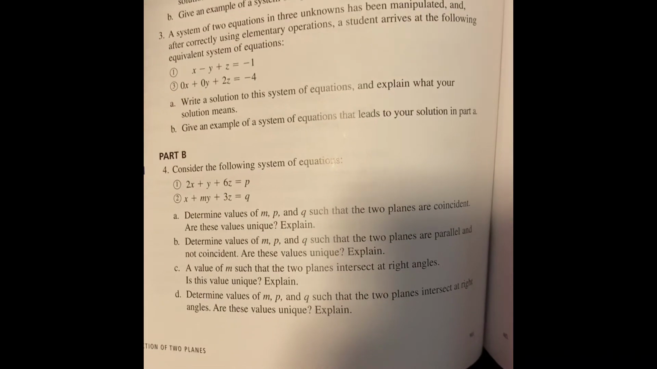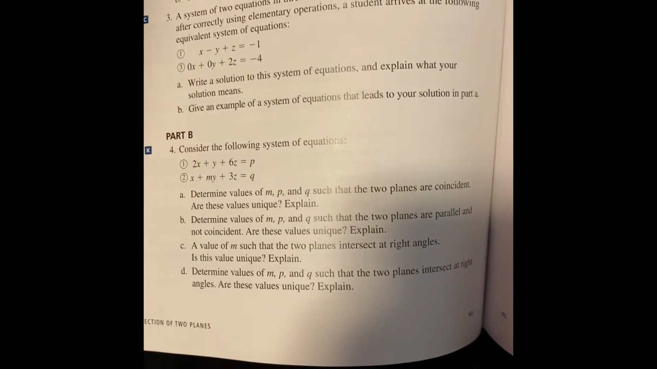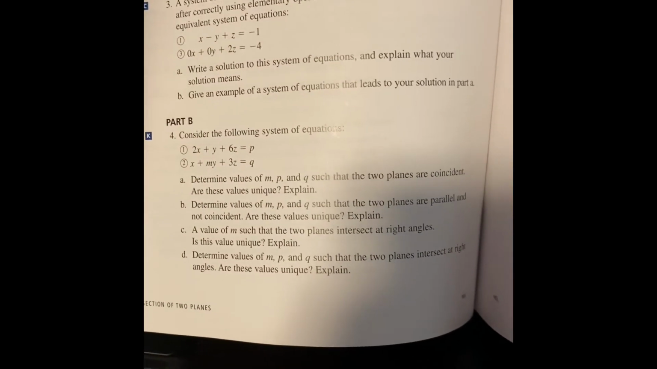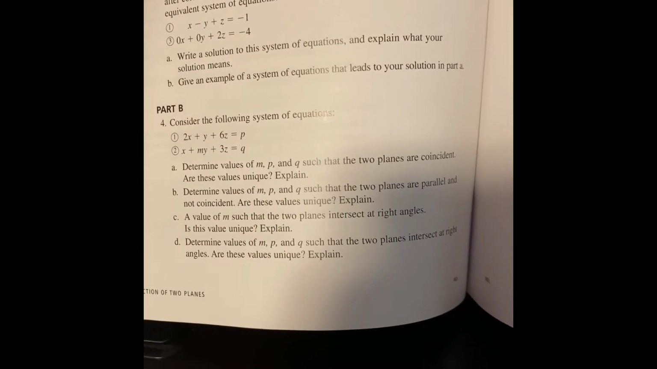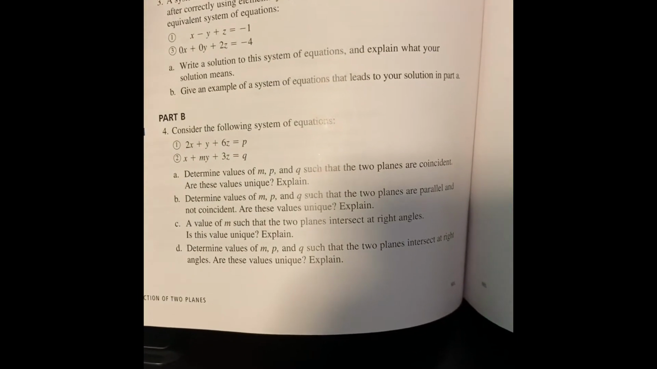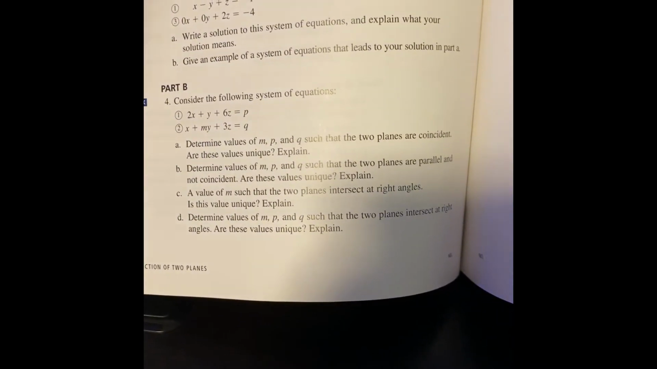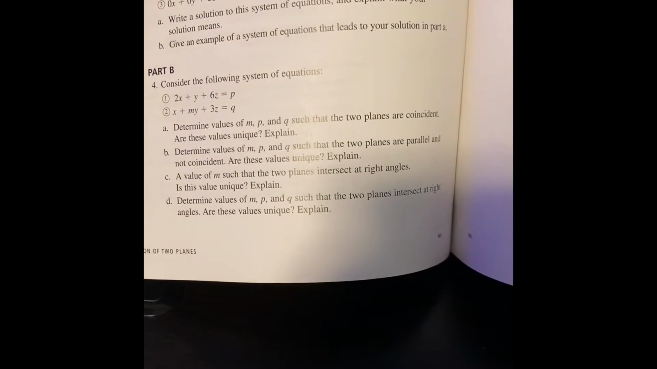Okay, taking a look at question number 4 on page 516, it reads, consider the following system of equations. Equation number 1 is 2x plus y plus 6z equals p, and equation number 2 is x plus my plus 3z equals q. A says determine values of m, p, and q such that the two planes are coincident. Are these values unique? Explain.